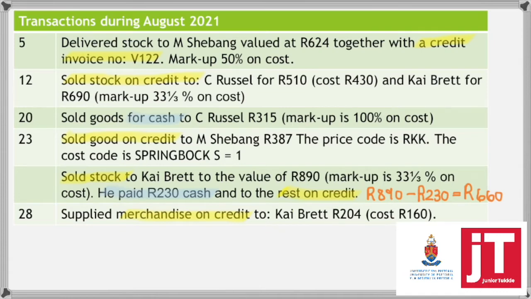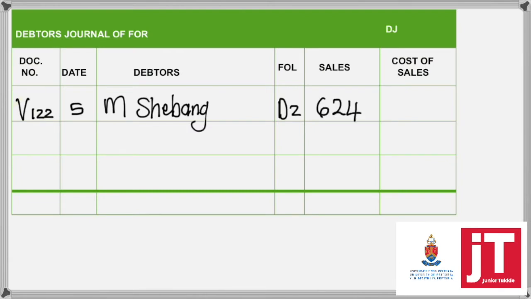So if we now have to look at the debtors journal, we are going to record the document. In other words, the first invoice number is V122. It was on day 5. The debtor is always the debtor's name, who we sold to, M. Shabang. His folio account is D2 because he was the second debtor in our list, so debtor number 2. The total invoice is 624 Rand, and then they tell us a markup of 50%.